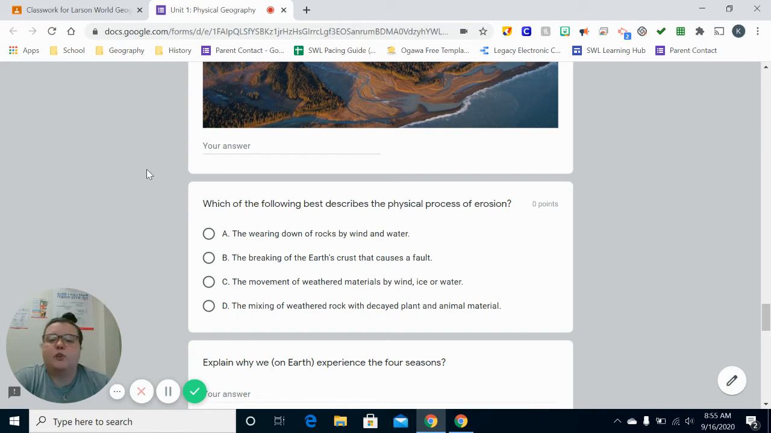Next question is, which of the following best describes the physical process of erosion? Is it A, the wearing down of rocks by wind and water? B, the breaking of the Earth's crust that causes a fault? C, the movement of weathered materials by wind, ice, or water? Or D, the mixing of weathered rock with decayed plant and animal material?